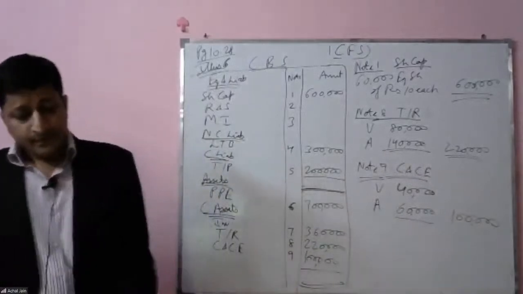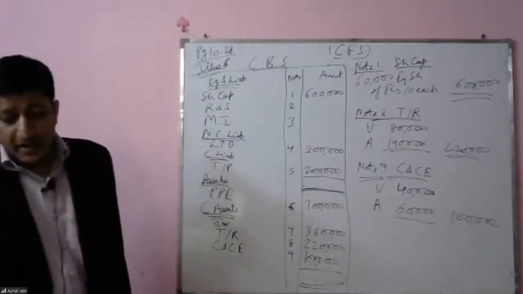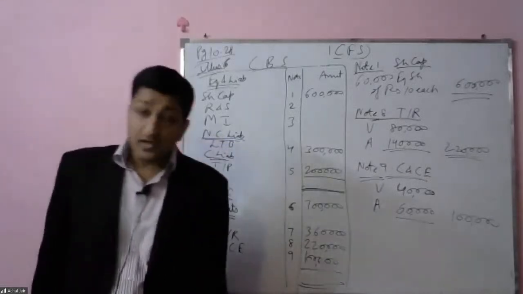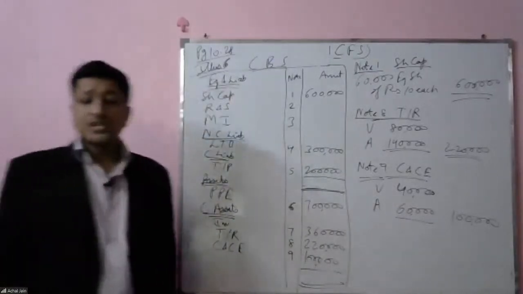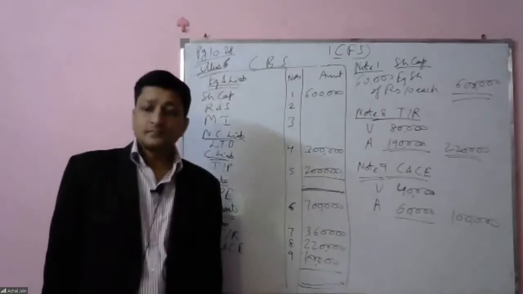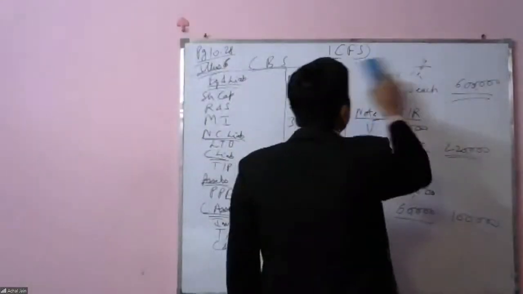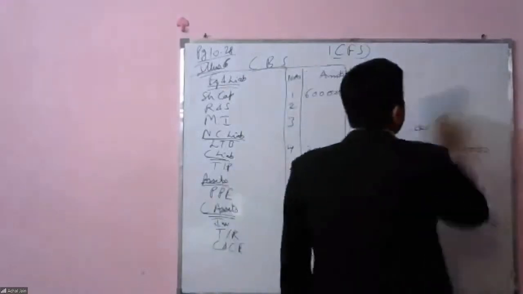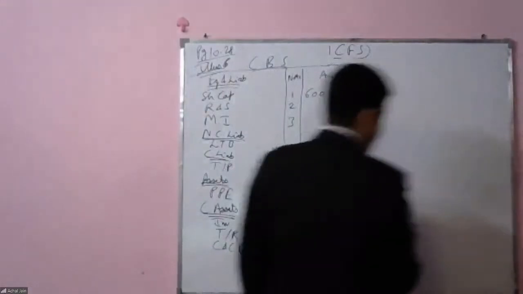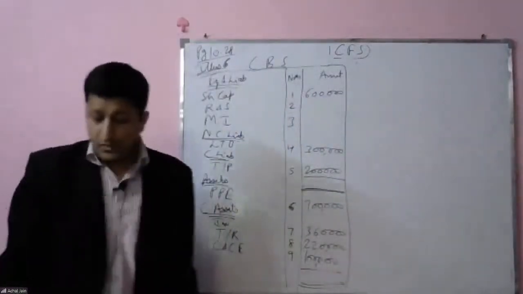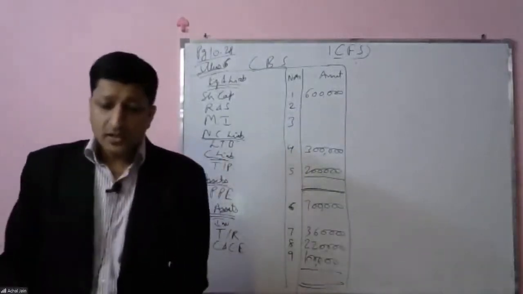Now, moving on to the next part. Next part is about the computation of reserves and the computation of minority interest. Because these are the two things which are pending. So first of all, we will compute these amounts and then we will come back to these notes.